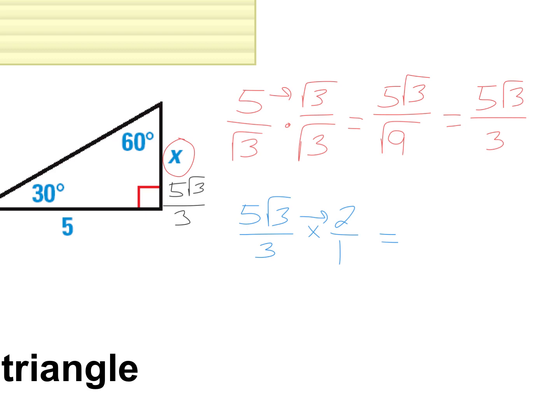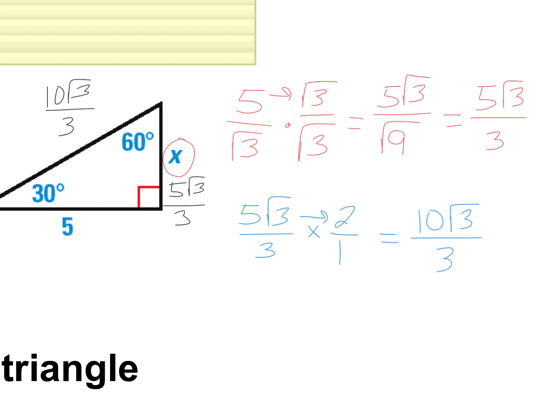5 times 2, they multiply. What happens to this radical? It just stays the same because there's no radical to go with it. So we get 5 times 2 is 10, square root of 3, over 3, and then I get 3 times 1, which is 3. What side did that just give us? That's our hypotenuse. So we have 10 square root of 3 over 3.